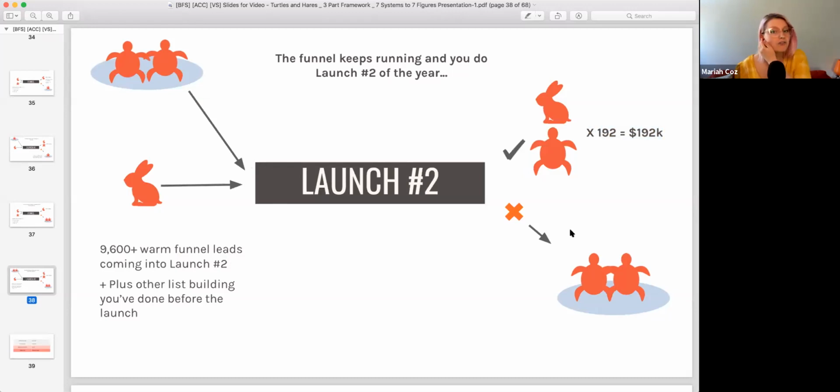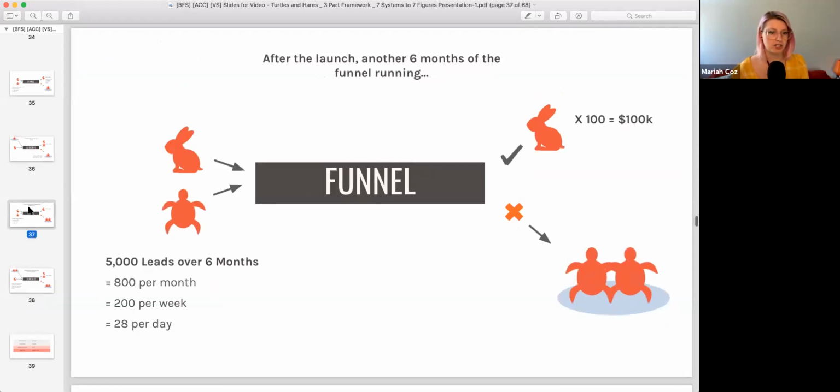Of course, there are still gonna be turtles who don't buy, and they just continue to hang out in that warm turtle pond until they're ready. And this process continues on and on, okay? So it just keeps going.